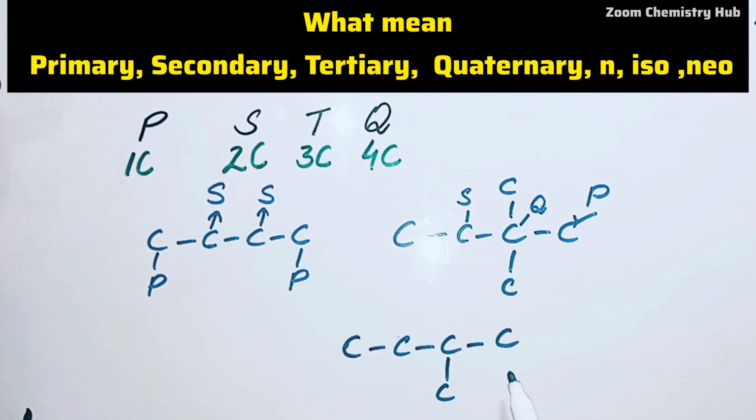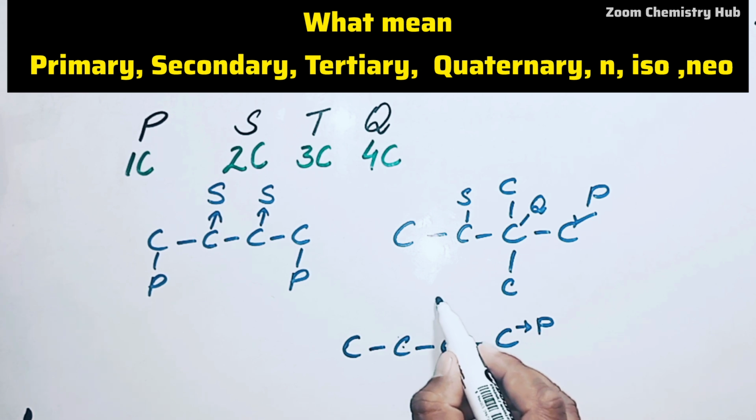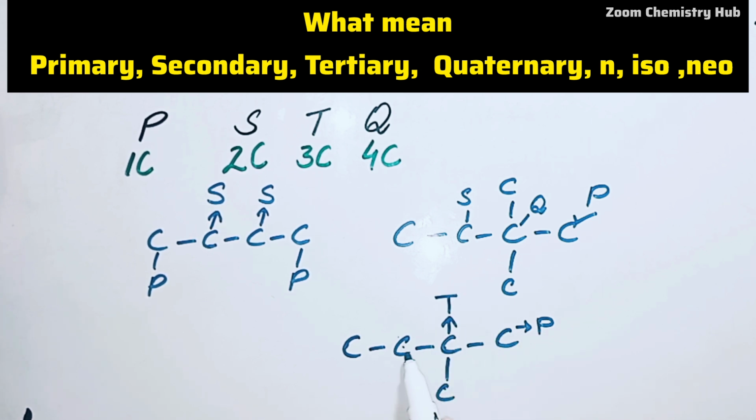Here you can see that this is the primary carbon atom, and this carbon atom is directly attached to 3 other carbon atoms, that is 1 carbon, second carbon and third carbon, and this carbon is called tertiary carbon atom. Also this carbon is directly attached to 2 carbon atoms, this is the secondary, and this carbon is directly attached to the 1 carbon atom, so this is the primary.